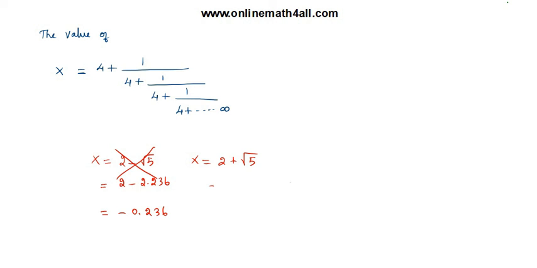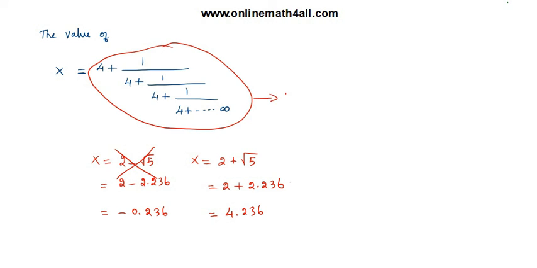Now let us come to the second value of x, which is 2 plus square root of 5. We can substitute the approximate value of square root of 5, that is 2.236. When you add these two values, it is 4.236. So it's in the acceptable range, because when you look at the given numerical expression, this is 4 plus 1 by 4 plus, so clearly its value is 4 point something. So from the second value of x, we get 4.236. So the value of this numerical expression is 2 plus square root of 5, or 4.236, which is an approximate value.